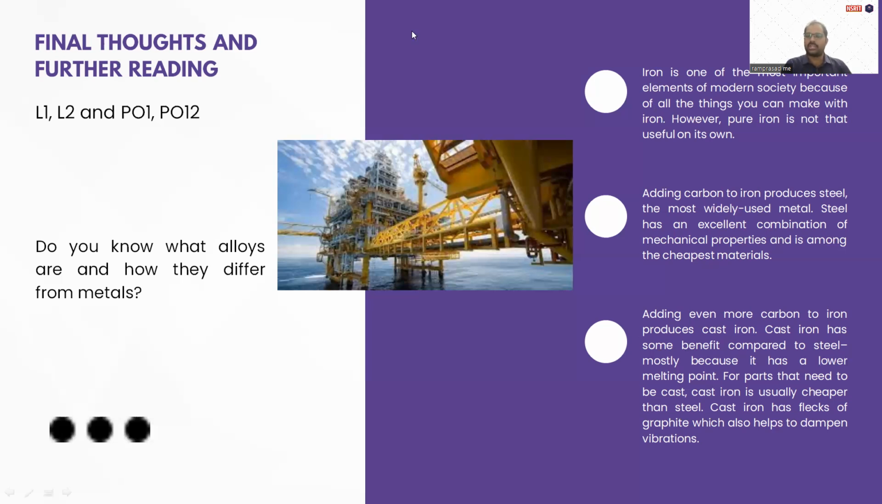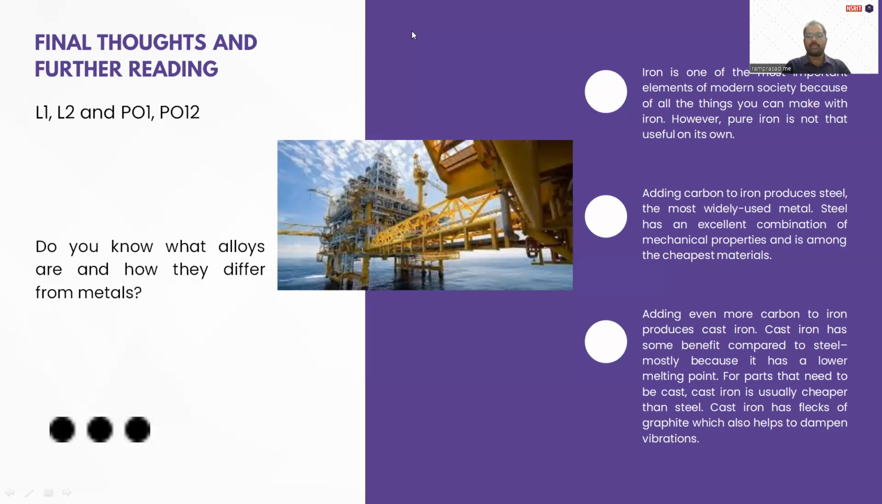Iron is one of the most important elements of modern society, because of all the things that can be made with iron. However, pure iron is not that useful on its own. Some ingredients or composition may change the properties of the material. For engineering applications, we need anisotropic types of materials. Adding carbon to iron produces steel, the most widely used metal. Steel has an excellent combination of mechanical properties and is among the cheapest materials.